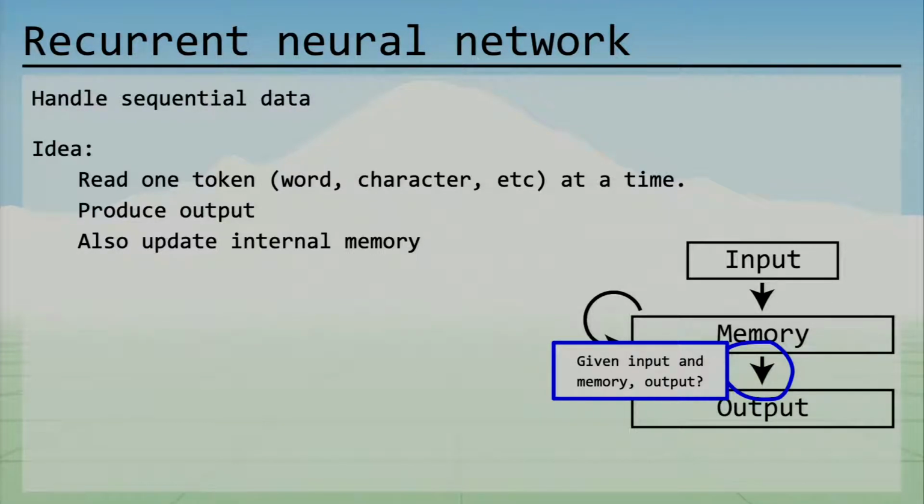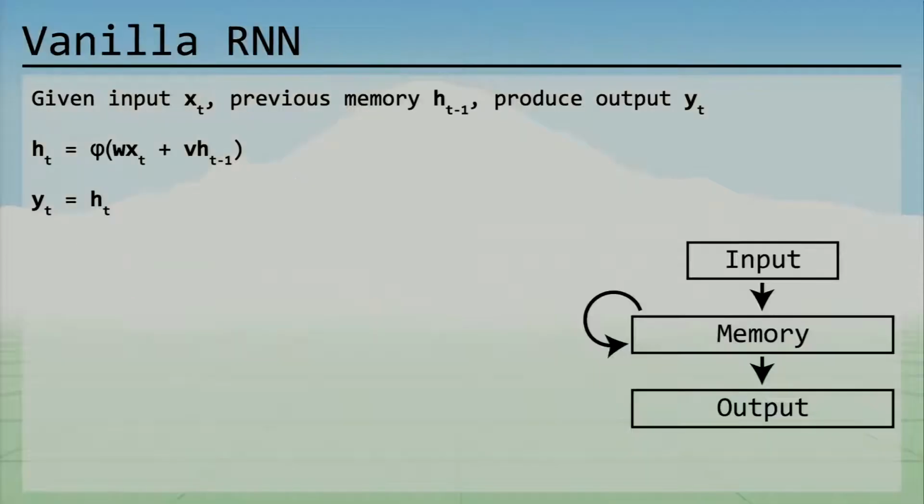And there are a few different ways that people have come up with for instantiating this. If this is a general model for a recurrent neural network, there are a few different ways that people have figured out for operations that make sense for this. So one idea is just this vanilla recurrent neural network. At every time step, we have some input x sub t. We have our previous memory, h sub t minus 1. And we're going to be producing output y sub t.